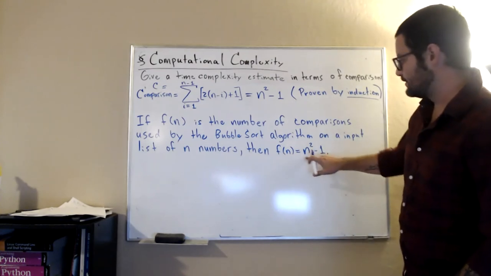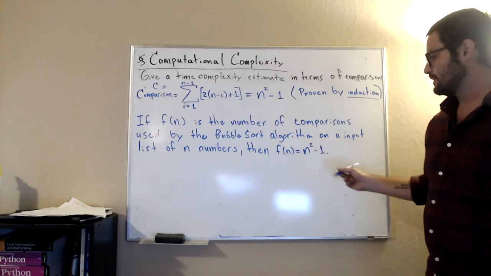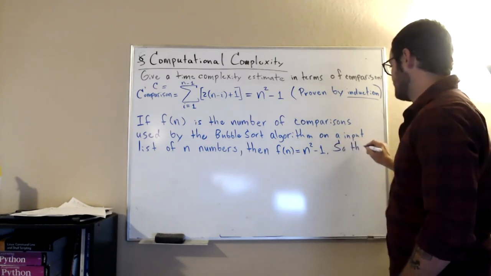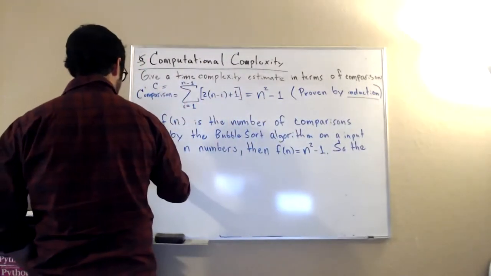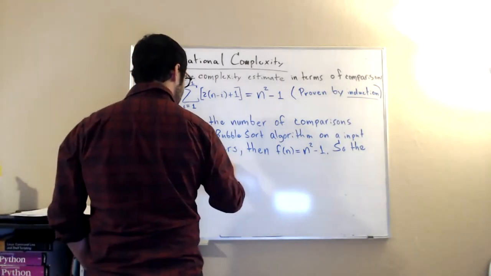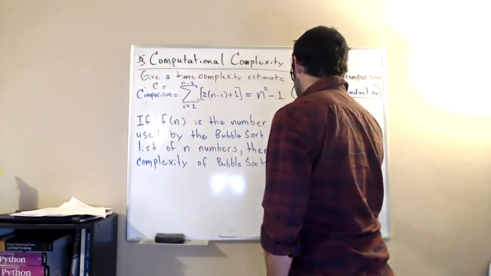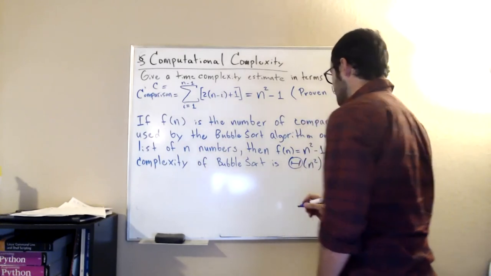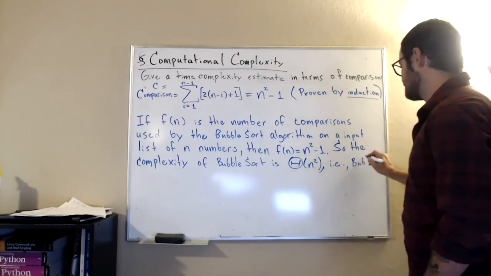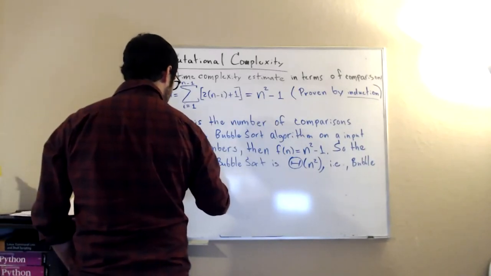Now, this is a polynomial, okay? And polynomials have order, the degree of the polynomial. So I can say the complexity of bubble sort is big theta of n squared. Another way of saying that is, i.e., bubble sort has order n squared.